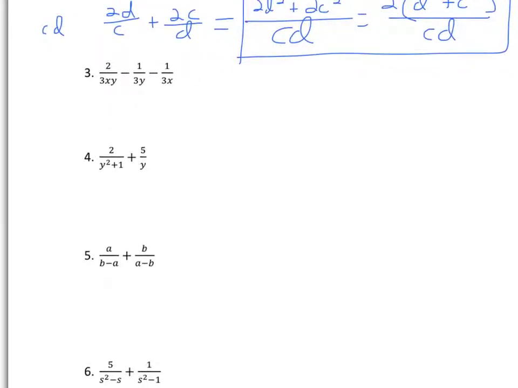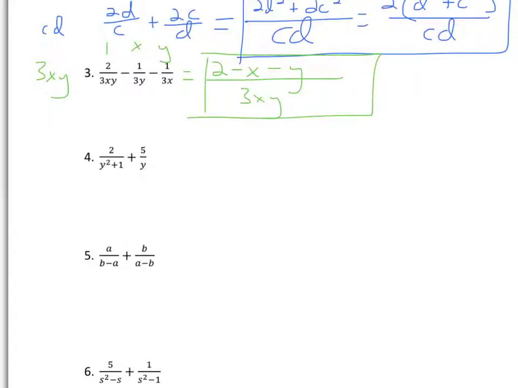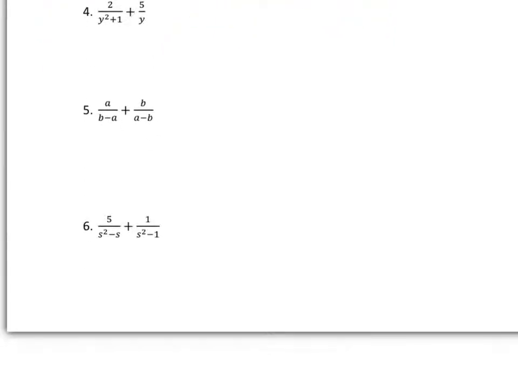Number 3 here. Okay, the last one of this type before we get into the more difficult ones. All right, we've got to find the common denominator, which is going to be 3xy. So we need to multiply this top one just by 1, so you leave it the way it is. Second one by x, third one by y. All right, when we do this, we're going to get a 3xy on the bottom. On the top, we're going to have 2 minus x minus y, and you can't do any factoring with that. There's nothing that can be done. Final answer.